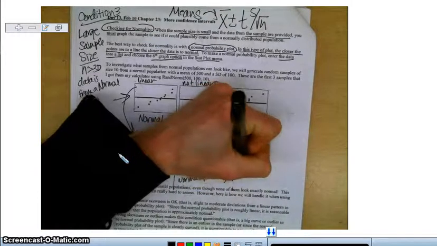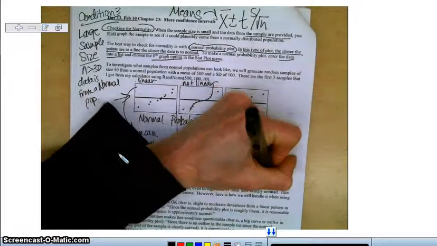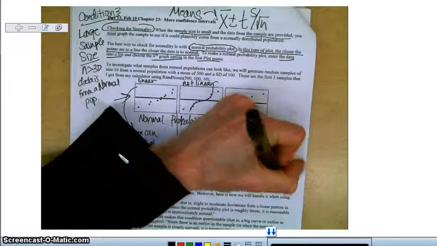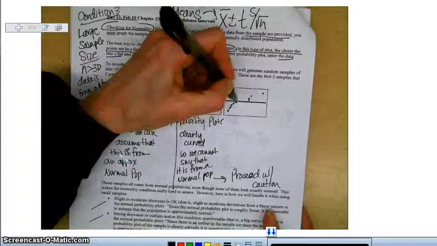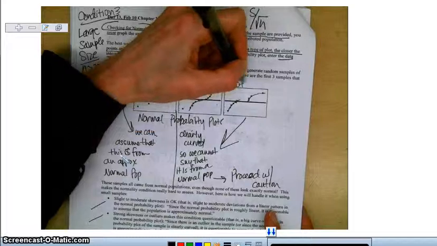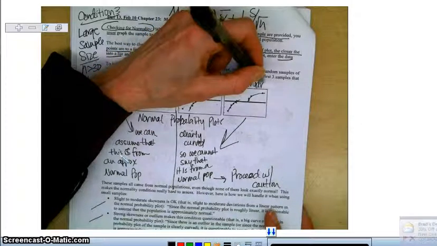Would I stop? No, you never stop. You never don't do the confidence interval. What do you do? I will proceed with caution. Okay, so how about this last one? No. So I would say exactly the same thing as I did there, not linear again. I would proceed with caution.